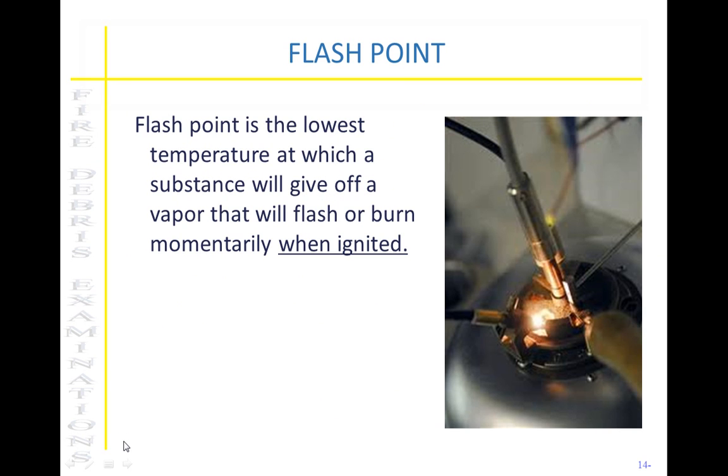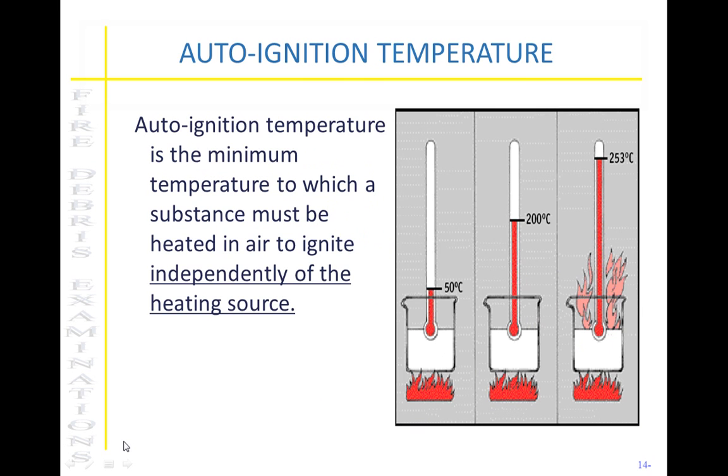The flash point is the lowest temperature at which a substance will give off a vapor that will flash or burn when ignited. An auto-ignition temperature is the minimum temperature to which a substance must be heated in air to ignite independently of a heating source.